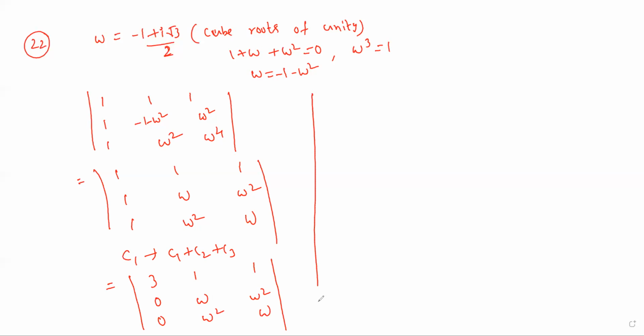Now expand along C1. 3 into omega square minus omega square into omega square, which is omega power 4. 3 into, now this we can write, omega square, omega power 4 is nothing but omega only. That's why in this finally we can take 1 omega common, remaining 3 omega into omega minus 1 is the answer. That is option B is the correct one.